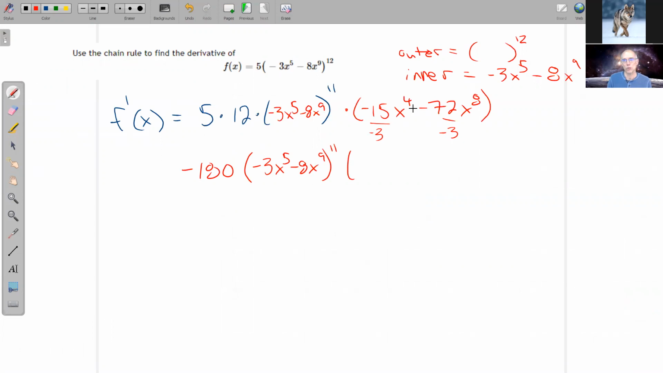And then we have this other one, so negative 3 goes into 15, 5x to the 4th. Plus, negative divided by negative is a positive. 3 goes into 72 24 times.